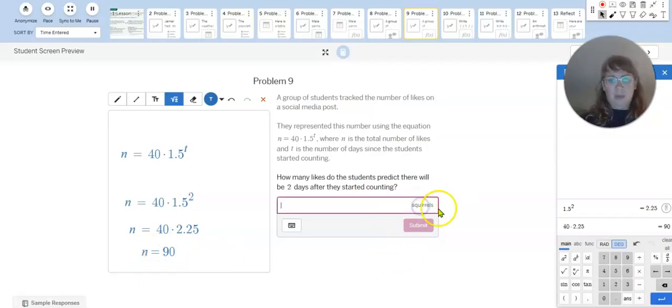I don't know why it says squirrels. That's really silly. But yeah, it's going to be 90 likes.